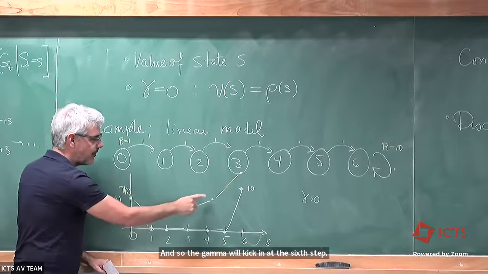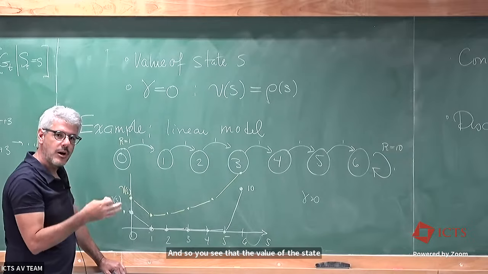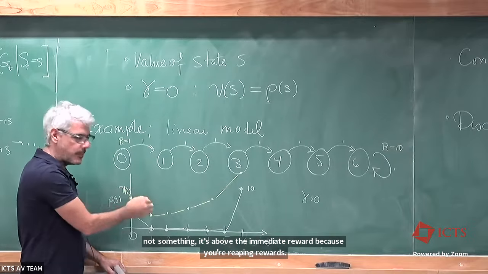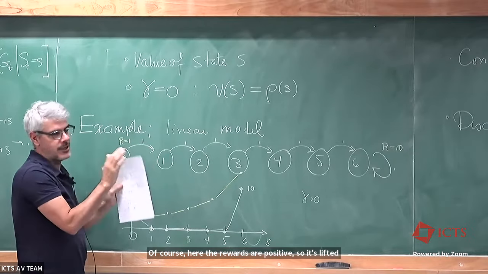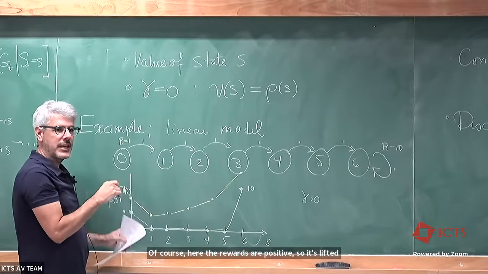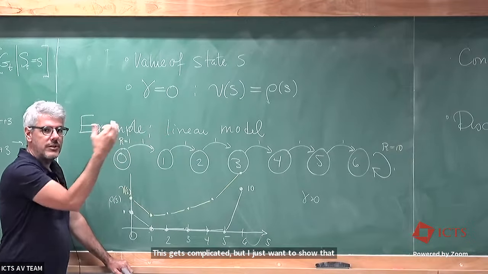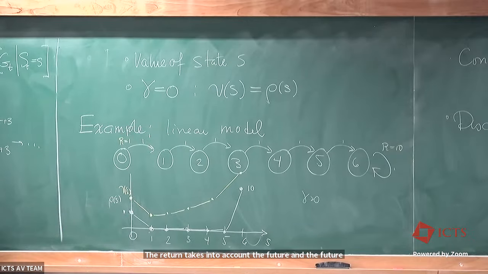And so you see that the value of the state is above the immediate reward because you're reaping rewards. Of course, here the rewards are positive, so it's lifted up, right? If I put negative rewards into the picture, this gets complicated. But I just want to show that the return takes into account the future, and the future is weighted by gamma, and all of this is contained in the V of S.